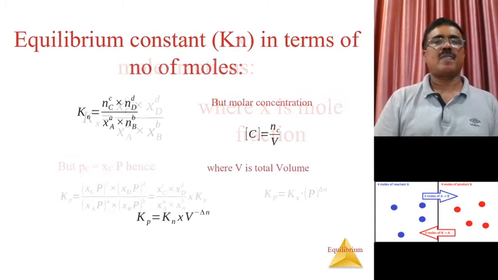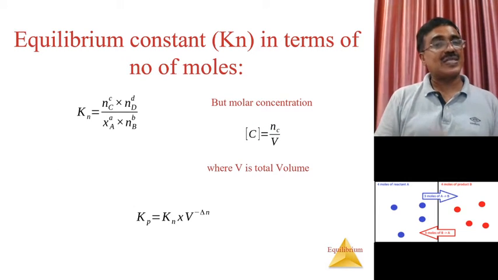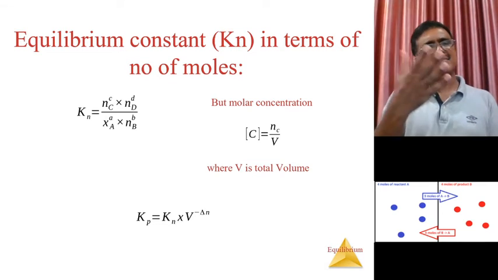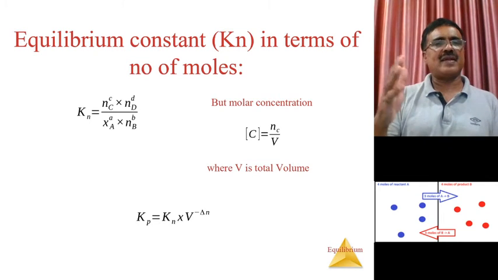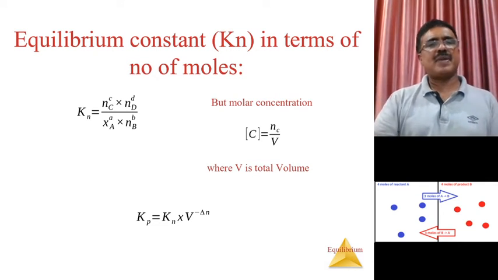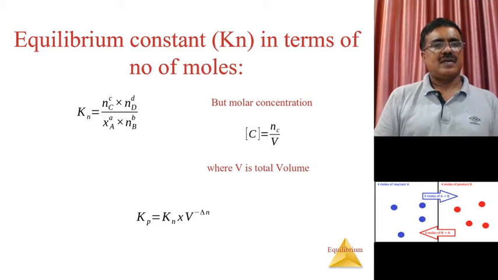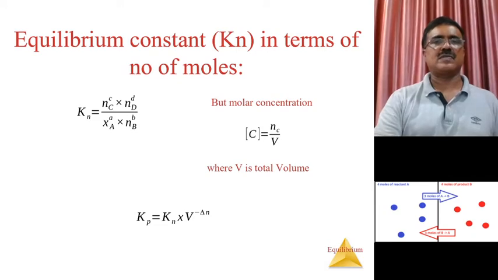Right. Now you can have an equilibrium constant in terms of simply amount of substance or number of moles at equilibrium. That is it. Number of moles of the products divided by number of moles of the reactants. So we can also show that Kc is equal to Kn into V raised to minus delta n. Here V is the total volume, if that remains constant, of course.